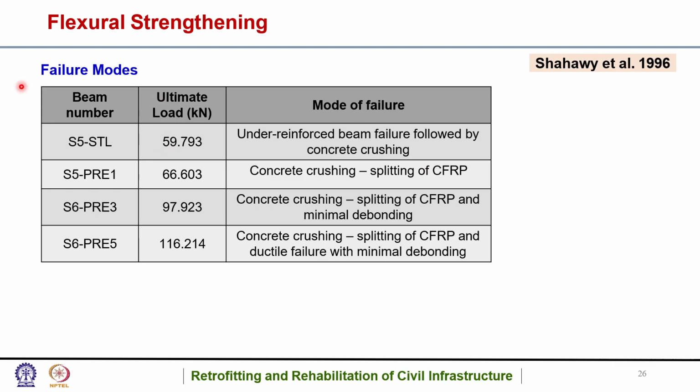That literature said that for various beams, for various FRP reinforcement layers, the mode of failure was different. For the standard, it was under reinforced beam failure followed by concrete crushing. For one layer, it was concrete crushing and splitting of CFRP. For three layers, it was concrete crushing, splitting of CFRP and minimal debonding. And for 5 layers, it was concrete crushing, splitting of CFRP and ductile failure with minimal debonding.